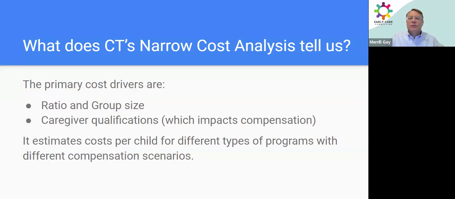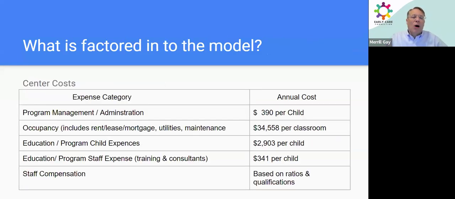And the narrow cost analysis, if you go through it, will go through all of those scenarios and come up with cost estimates. So part of what they did was factor in some industry standards that the cost per child for the management and administration of the program is $390, that the occupancy cost, meaning the cost of rent and mortgage and insurance and utilities, is $34,000 and $558 per classroom. And then they have a figure for education and program expenses per child, and then expenses related to staff training and the consultants you're required to have. And then, of course, the big thing is the compensation levels.